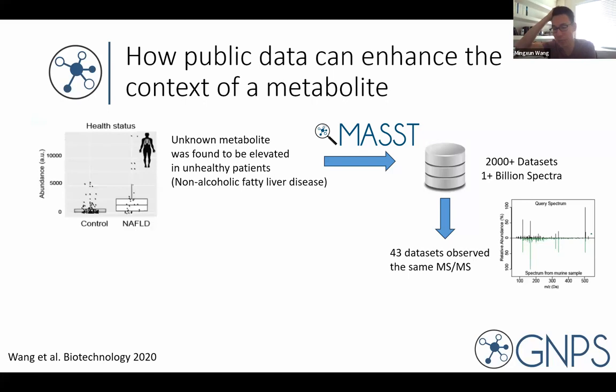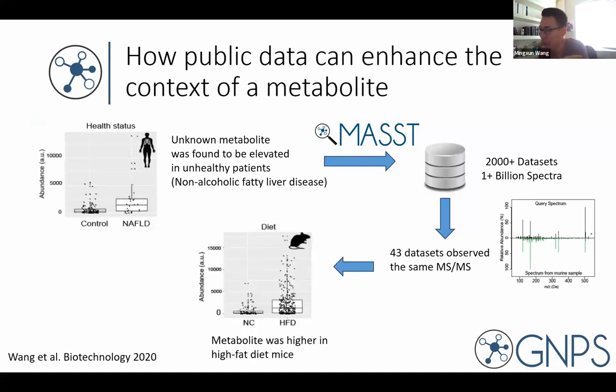As we were digging through these 43 data sets, we found some that had detailed experimental data. They told us, for example, there was a mouse study where half of the samples were from mice that were fed a normal diet, expressed here as NC, and the other half were fed a high-fat diet. So not great for liver health. For the same exact metabolite that we found with MASST, we looked at the relative abundances. And one of the things that we observed was that this same metabolite was observed in the stool of the mice and was higher in the high-fat diet versus the normal food.